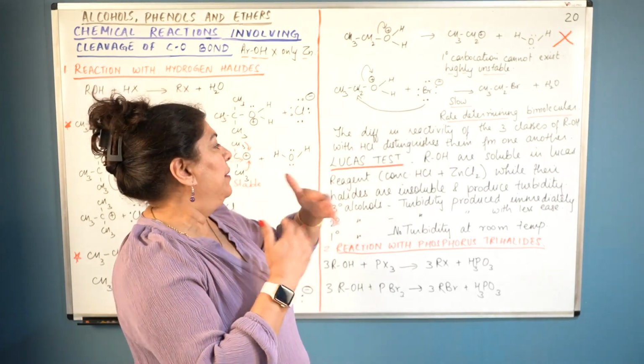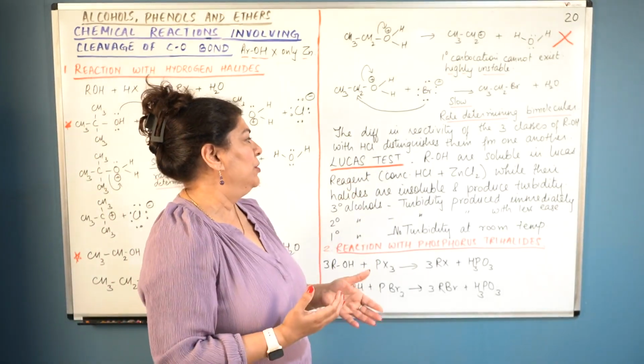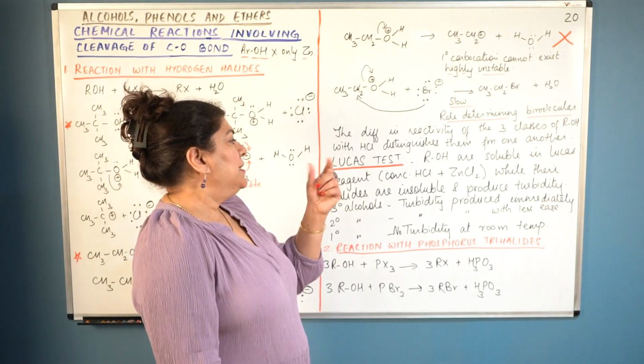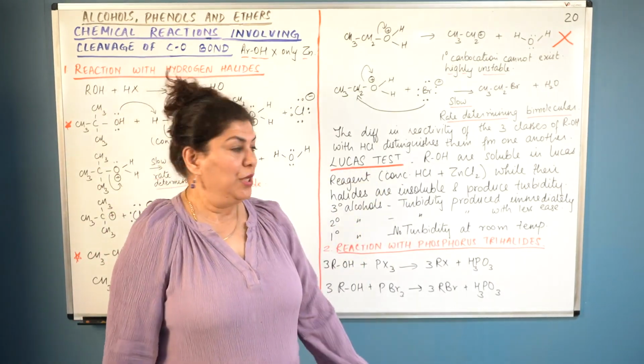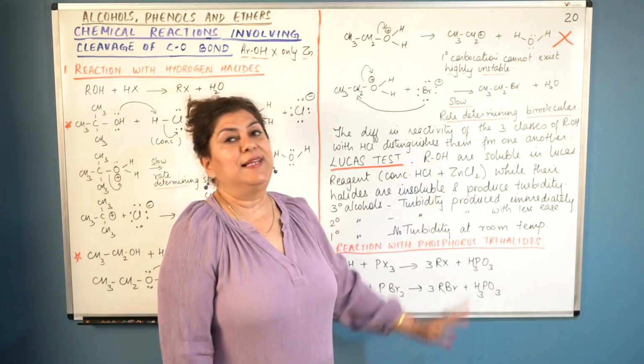The difference in the reactivity of the three classes of alcohols with hydrogen chloride distinguishes them from one another. So there's a reagent that is prepared in the laboratory. It is known as Lucas reagent. Lucas reagent is nothing but a mixture of concentrated hydrogen chloride and zinc chloride.